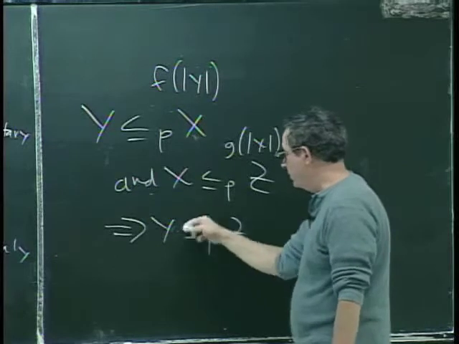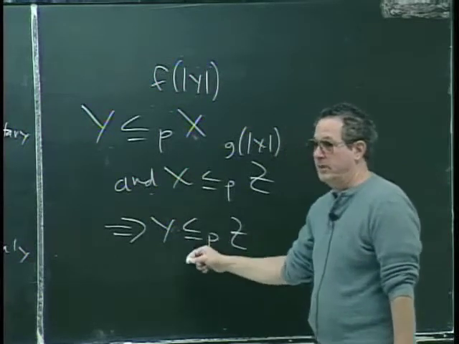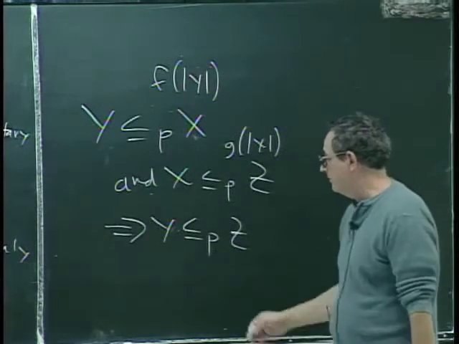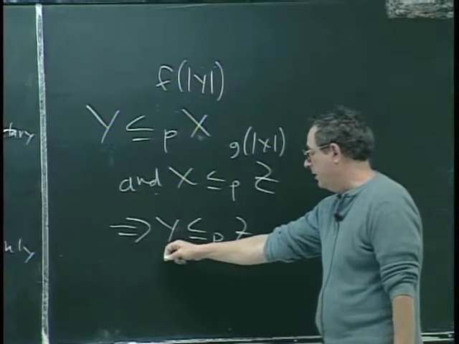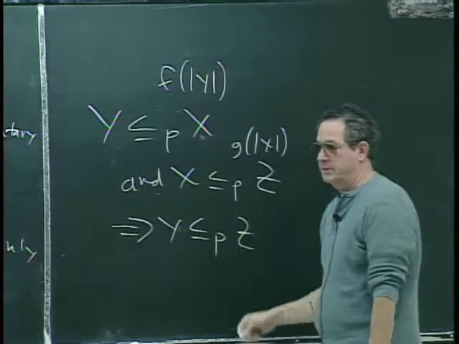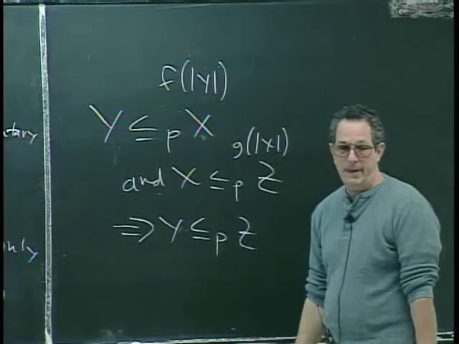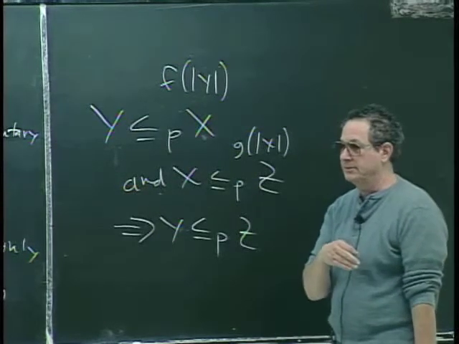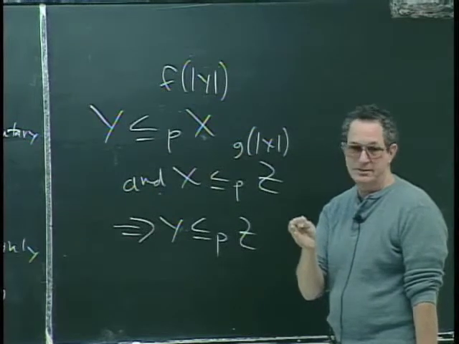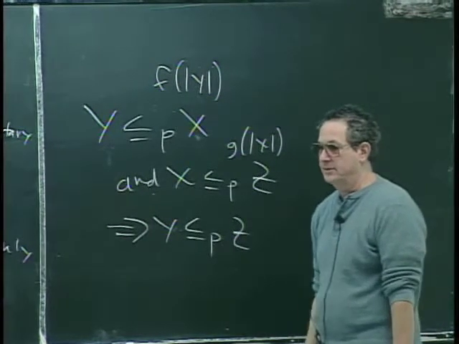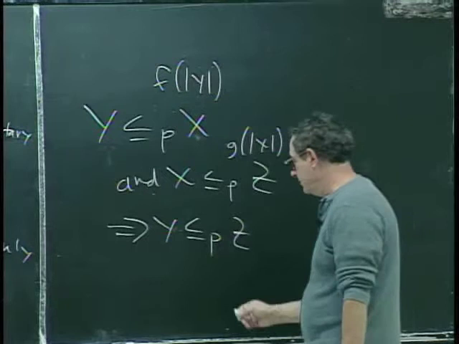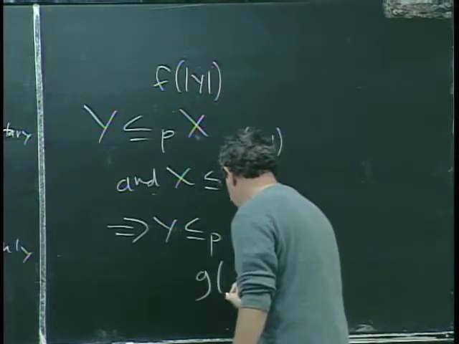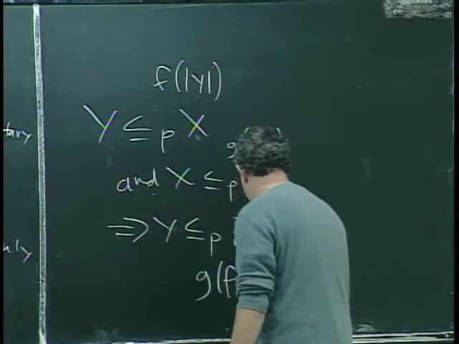Well, what's a polynomial that we know is big enough to say that y reduces in polynomial time to z? Anybody? Okay. g of f of y. Yeah, so g of f of y.